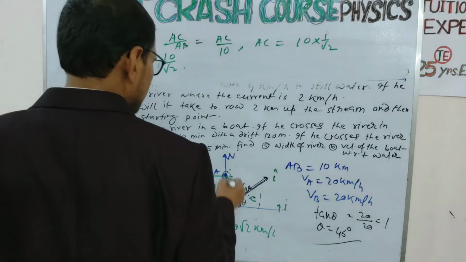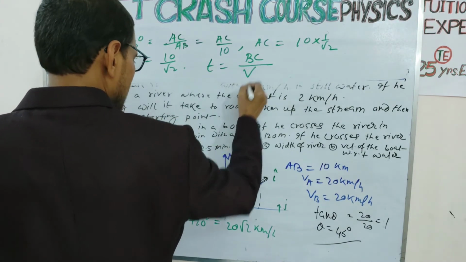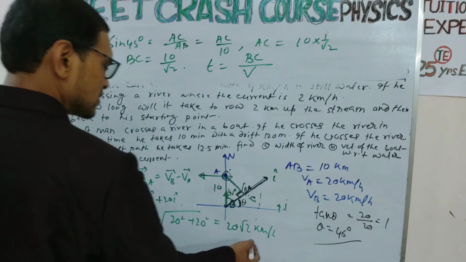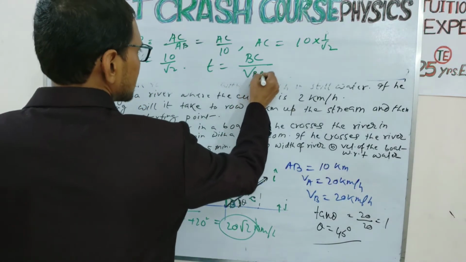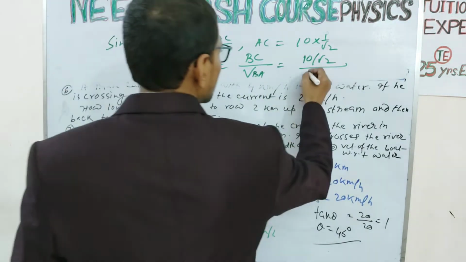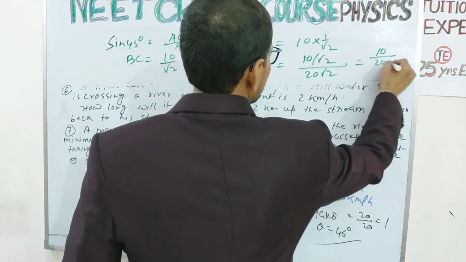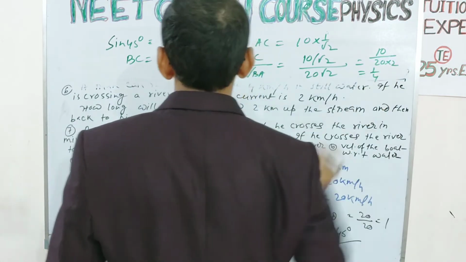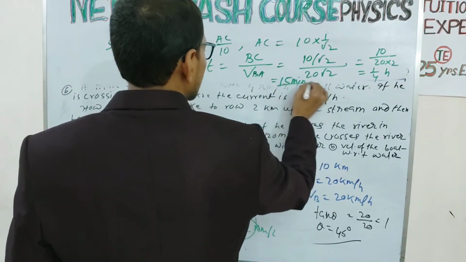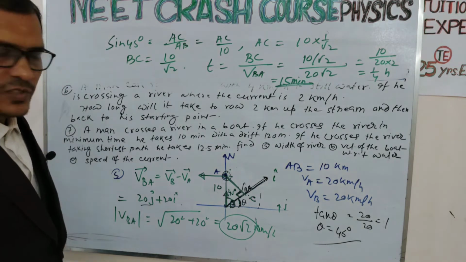Now what is the time taken? Time taken equals distance BC by velocity. The ship B moves with velocity VBA, whose magnitude is 20 root 2. So BC by VBA equals 10 by root 2 divided by 20 root 2, which is 10 by 20 into 2, that is 1 by 4 hour, which is equal to 15 minutes. So this is the answer, 15 minutes.